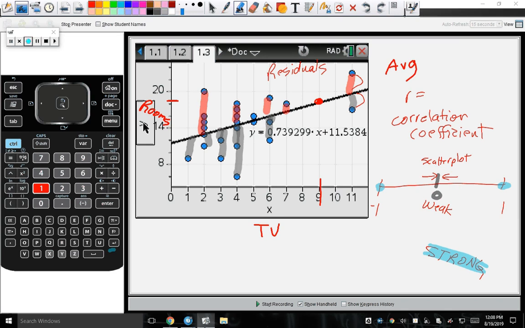So you tell me, why do I have a strong one and a strong negative one? What's your guess on that? A strong positive one is increasing, it's going up. And a strong negative one is decreasing, it's going down. So if I were to approximate this, it would probably lie about here. It's positive, and it's sort of strong. You with me? All right.